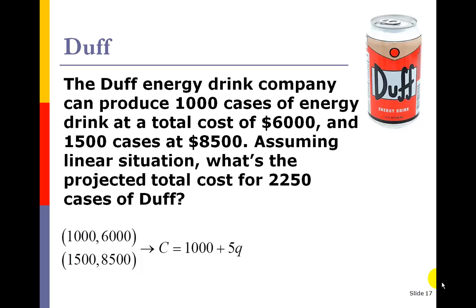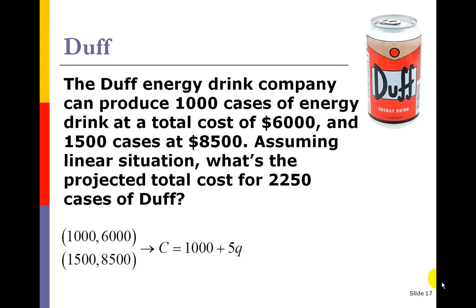The data points I'm playing with are (1,000, 6,000) from the first data point and (1,500, 8,500) for the second. We calculate the slope, pick one of the points to calculate the b value, and we get a nice linear formula of cost equals 1,000 plus 5q. Using those techniques, developing the equations from part 2, we end up with that formula.